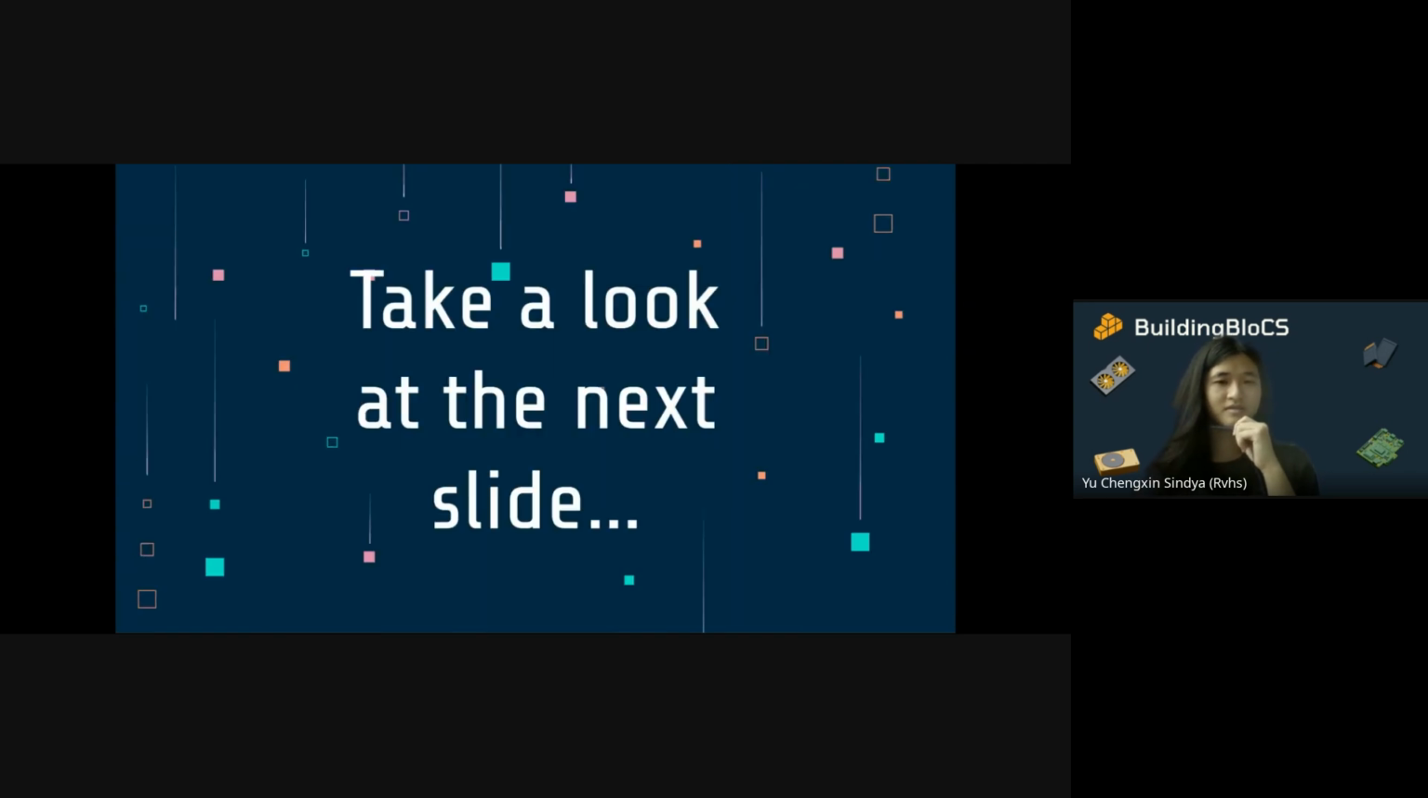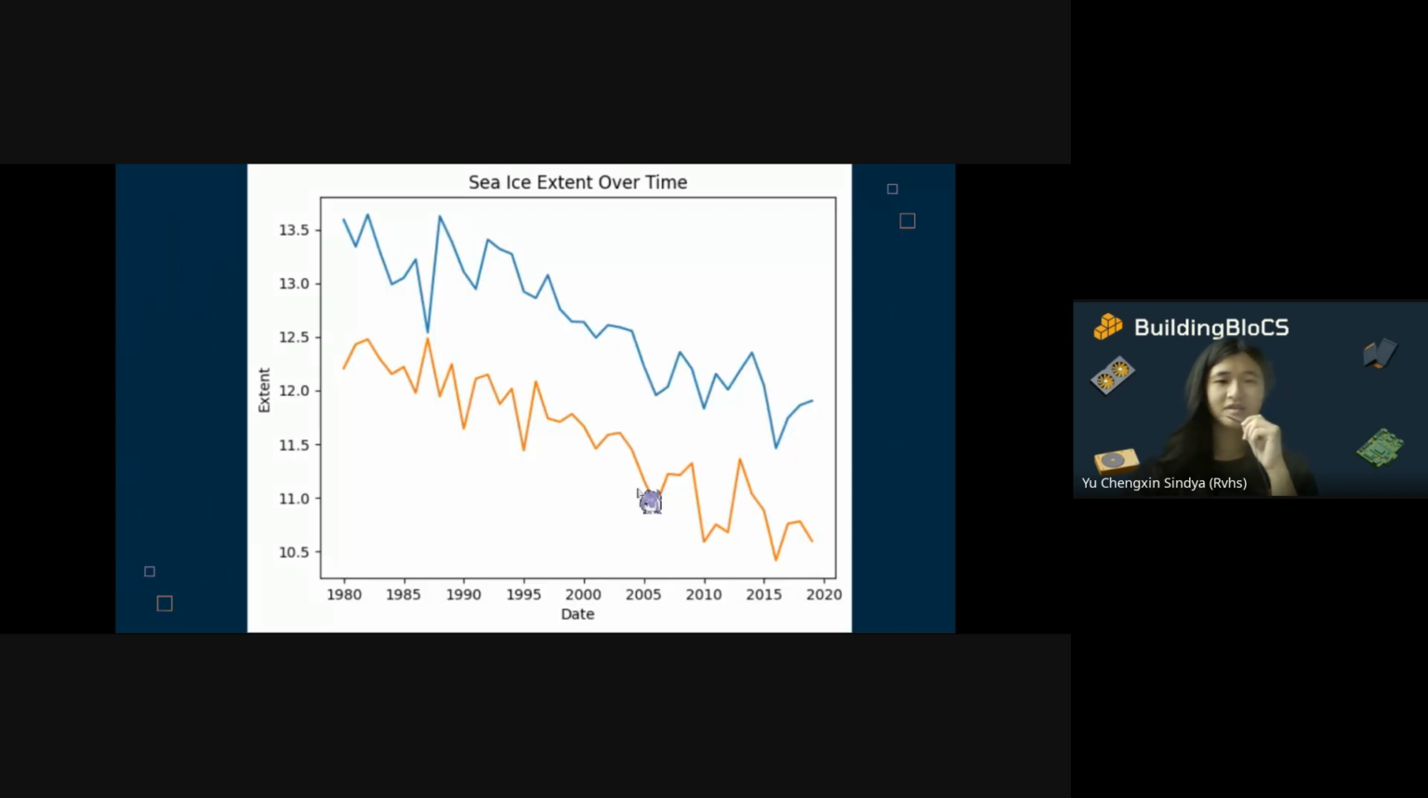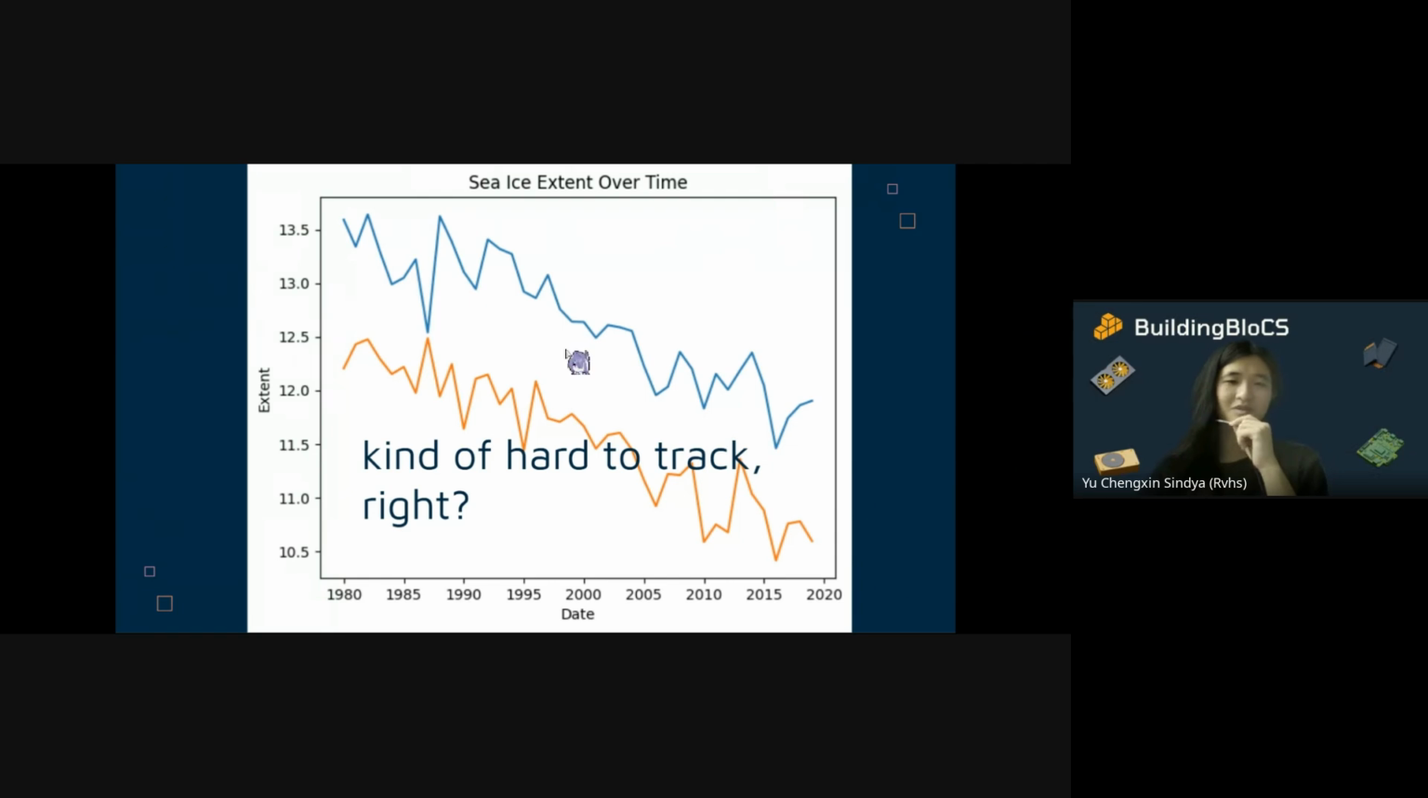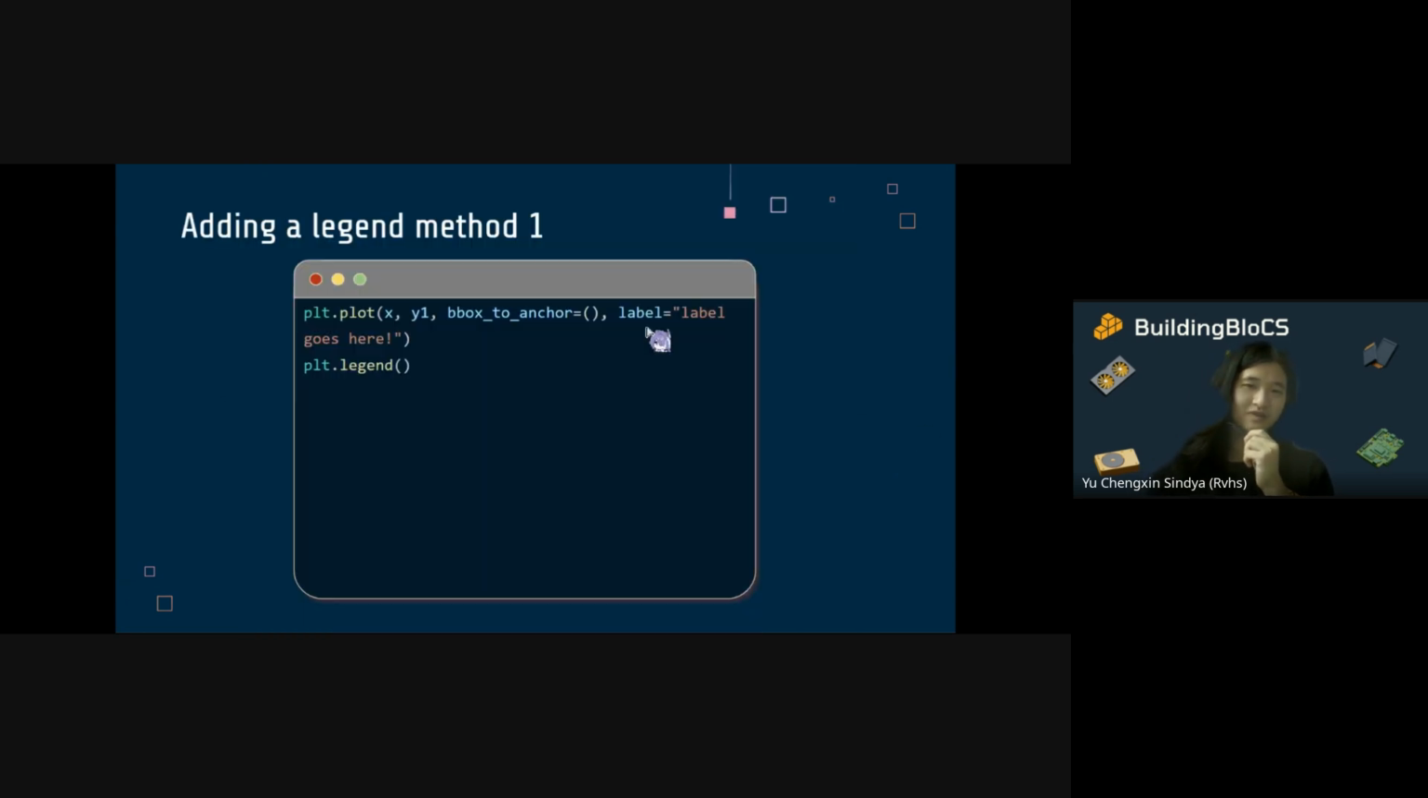Okay, on to the next. Take a look at this slide. You see the two lines, right? It's a little bit hard to track, because you don't know which one is December and which one is June. How we solve this problem is with legends. This is method 1 of adding a legend, which is plt.plot. Sorry, this was meant to be in legend.